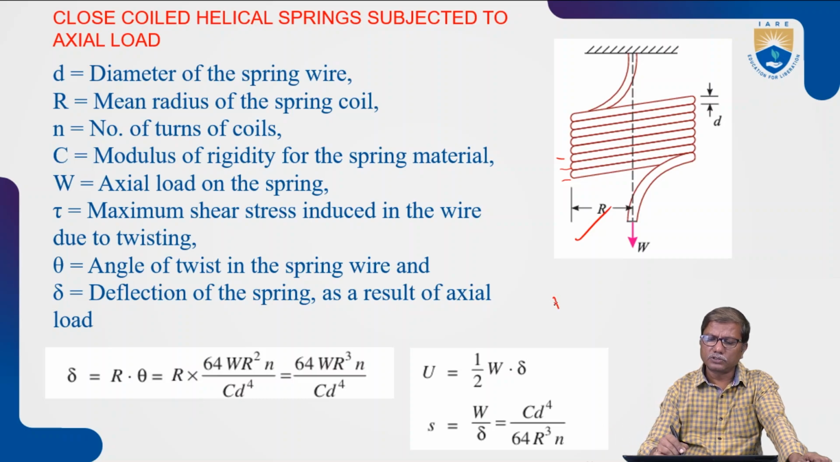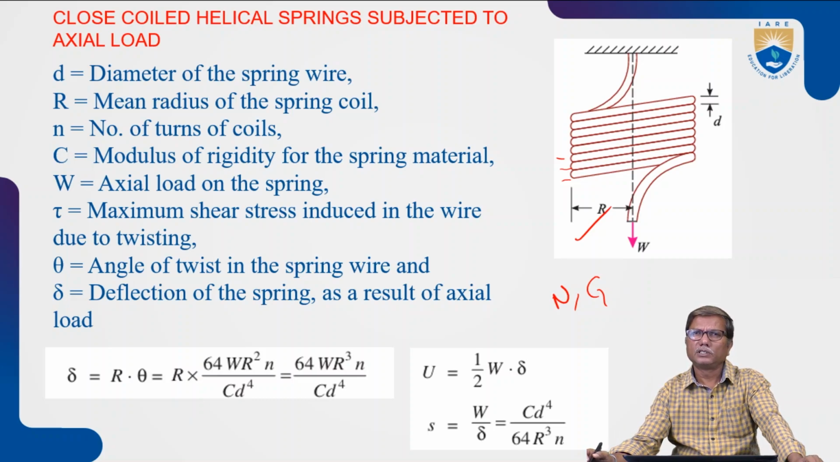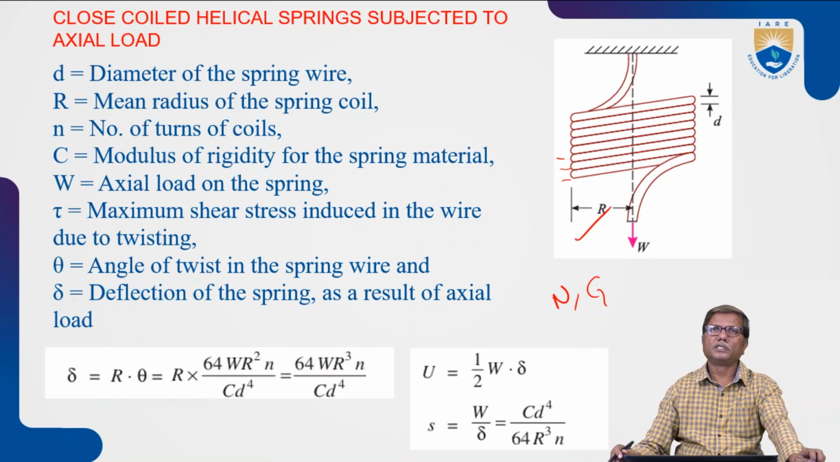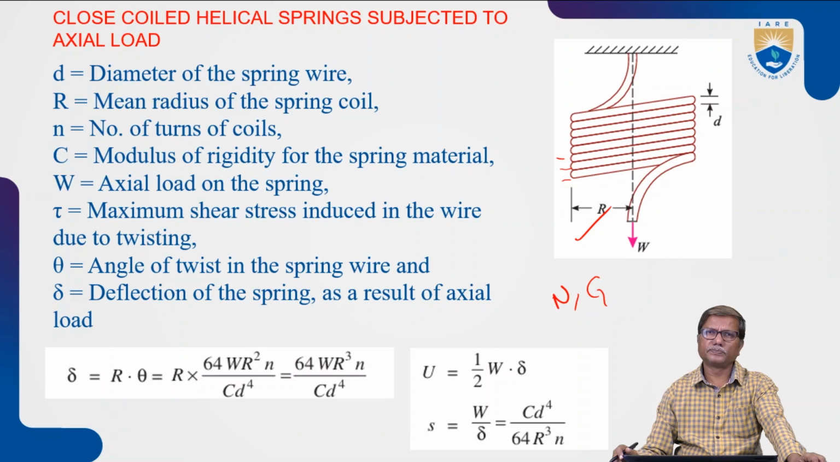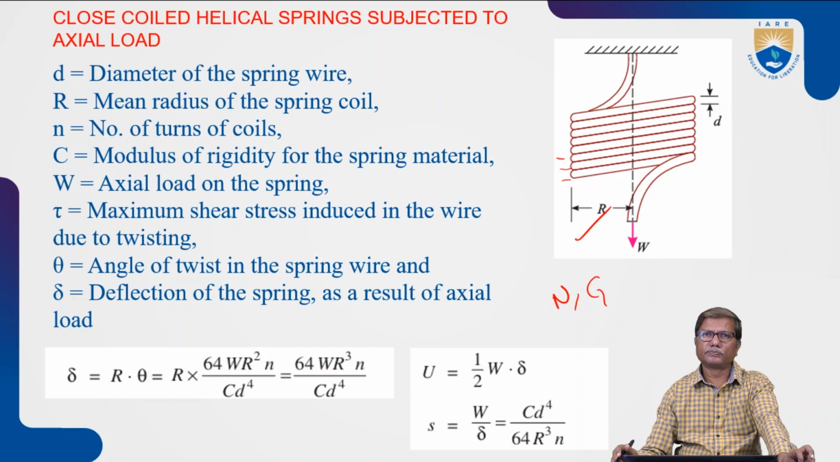N is represented as the number of turns here, and C is the modulus of rigidity of the material of the spring. In some books N or G is also used for modulus of rigidity. Here the axial load is W, and let tau be the maximum shear stress induced in the wire due to twisting. The wire is subjected to twisting. Theta is the angle of twist in the spring wire. Delta is the deflection of the spring. So this is the notation we used.